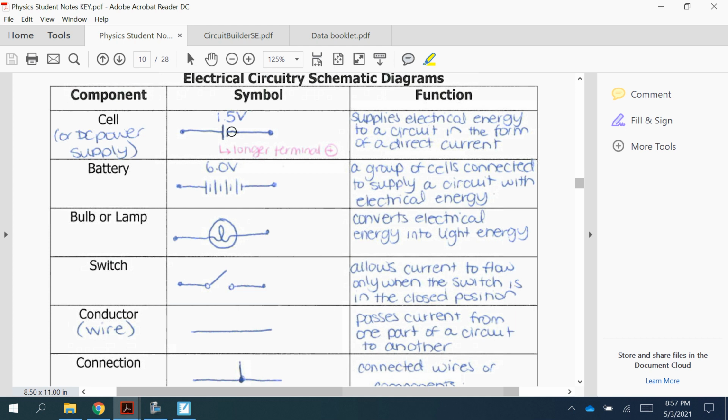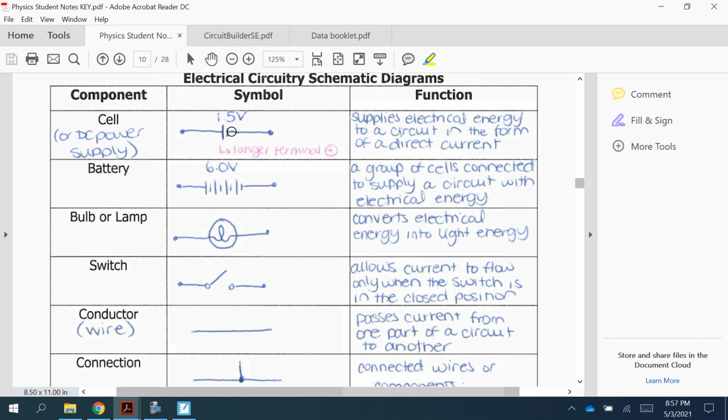So kind of a longer line and a shorter line, and the longer line is representing the positive terminal. When we're talking about circuits, electrons will flow from the negative terminal of the battery to the positive terminal, with the negative terminal being the source of electrons. So that's where electrons are moving from, and they're going to be attracted towards the positive terminal of the battery.